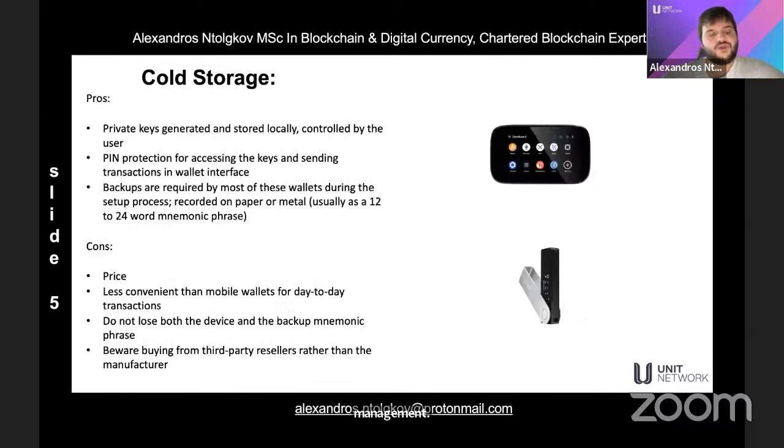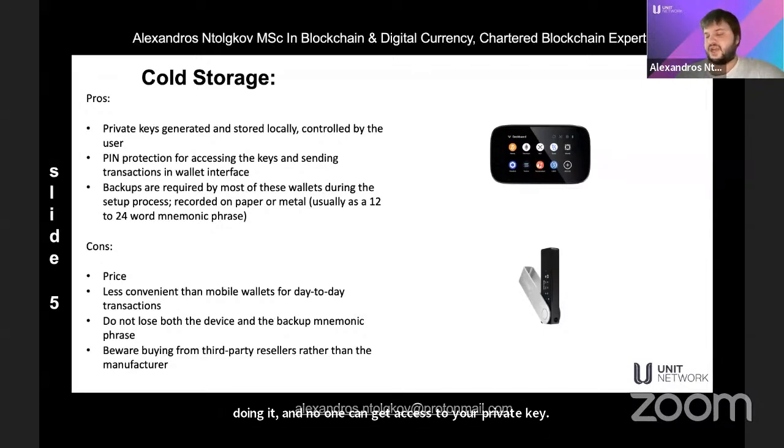And now we go to cold storage, which is basically, as we see here, devices. This is the best way of storing your crypto, right? Because your private key is generated entirely offline. It is, in some ways, a physical way of doing it. And no one can get access to your private key because it is offline, right?